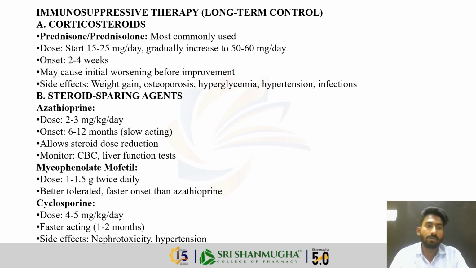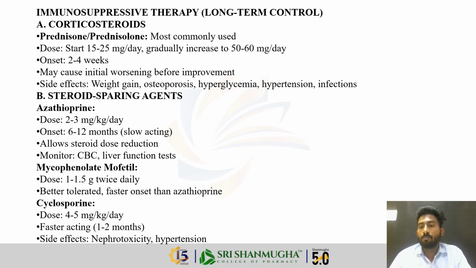What are the side effects of corticosteroids? They produce weight gain, osteoporosis, hyperglycemia, hypertension, and infection. The second category is steroid-sparing agents. An example drug in this category is azathioprine, at a dose of 2 to 3 mg per kg per day. Its onset of action is 6 to 12 months; it is very slow acting and allows steroid dose reduction.